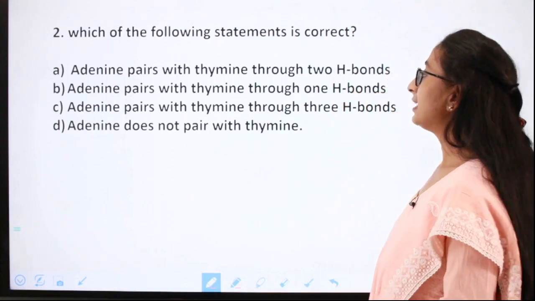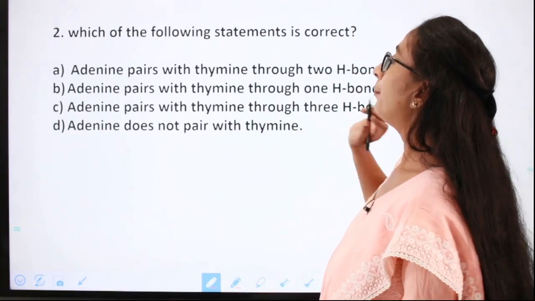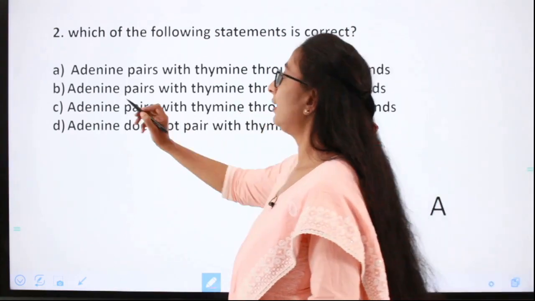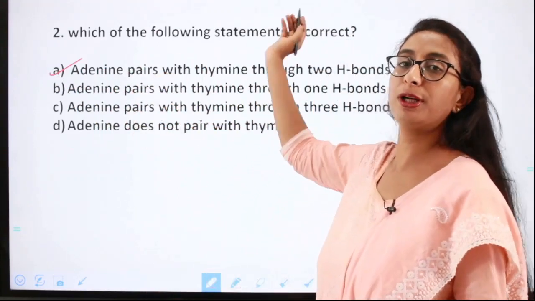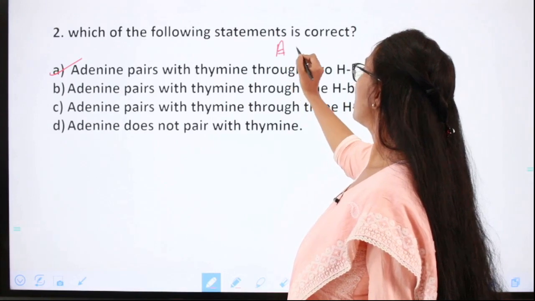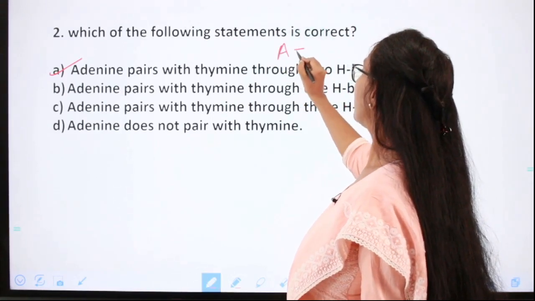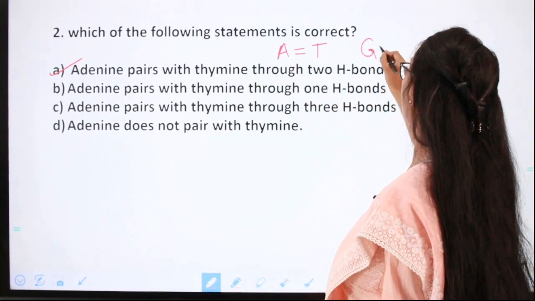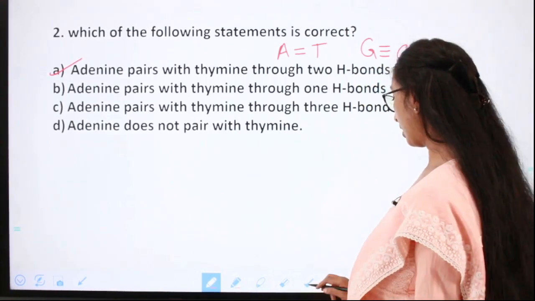Which of the following statements is correct? Adenine pairs with thymine through two hydrogen bonds. Definitely that is correct. So you need not even go through the other answer options. Straight away you can take the answer as A. We know that adenine always base pairs with thymine through two hydrogen bonds and guanine always base pairs with cytosine through three hydrogen bonds.